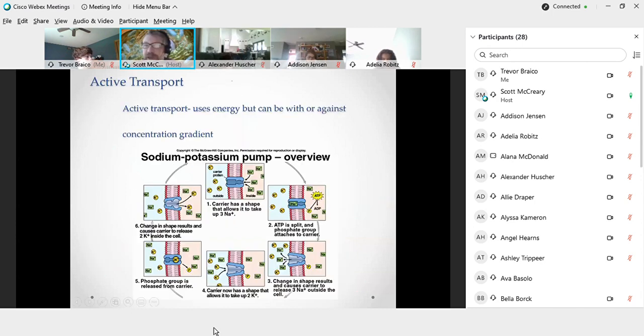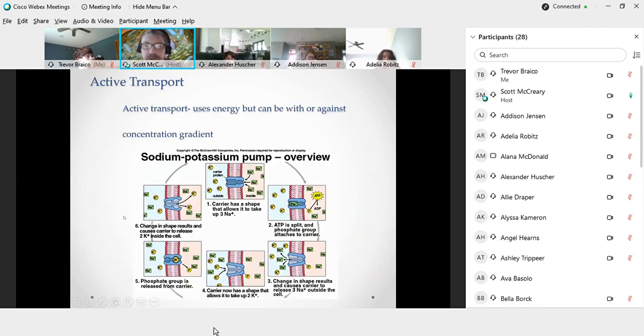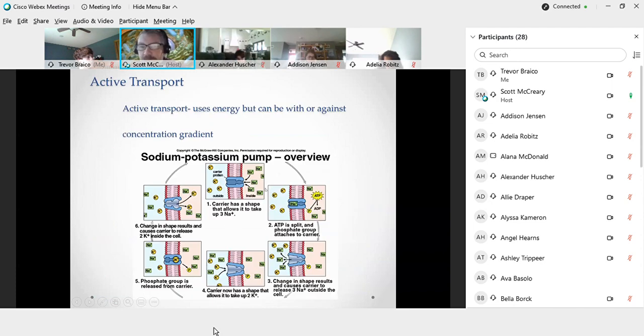You notice it says active transport uses energy, but can be with, which is what I drew here, or against the concentration gradient, which I also drew here. So it functions totally independent. Think about a sump pump. Usually if your basement floods, you set up a sump pump and you pump the water out, right? If you use the same amount of energy, could you actually pump water into your basement?